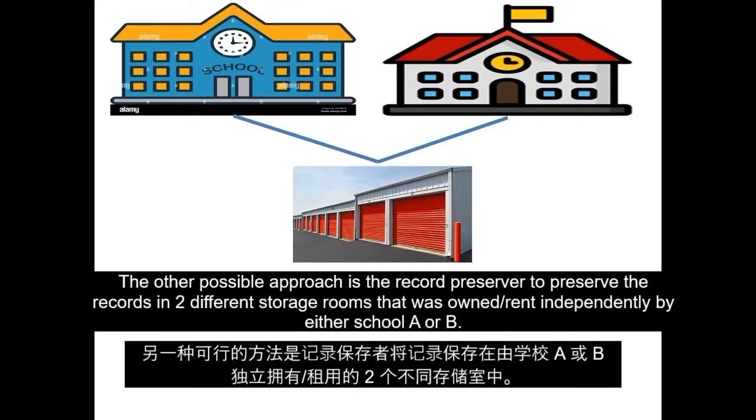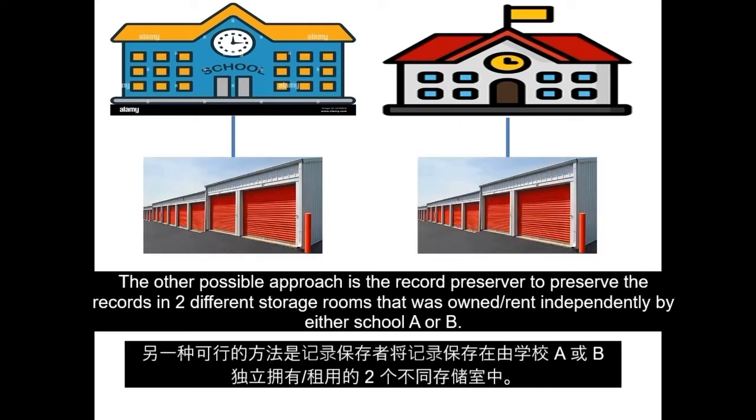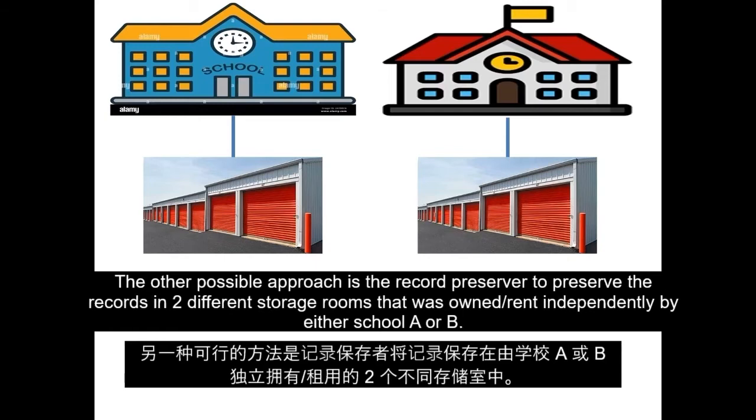The other possible approach is for the record preserver to preserve the records in two different storage rooms that are owned or rented independently by either school A or B.